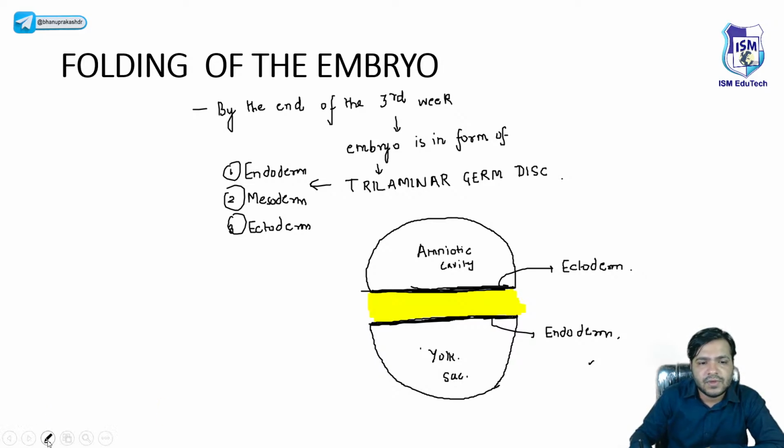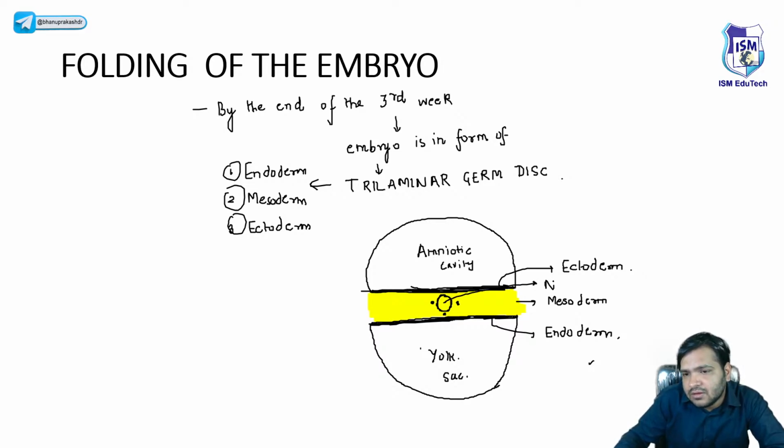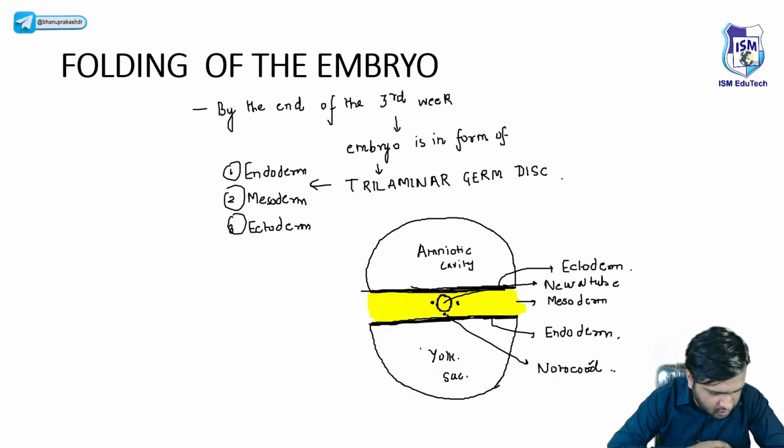I'll just mark it, guys. This is the mesoderm, which I've already shown you also. In the mesoderm, we already know we have something called the neural tube. Below the neural tube, we have the notochord, and at the sides of the neural tube, we have the neural crests. You already know this is the neural tube, and the dot made below it, you should be aware, is the notochord.